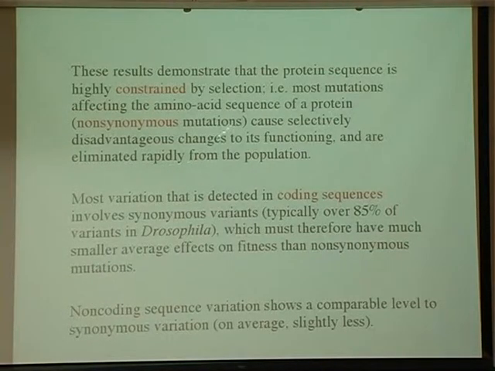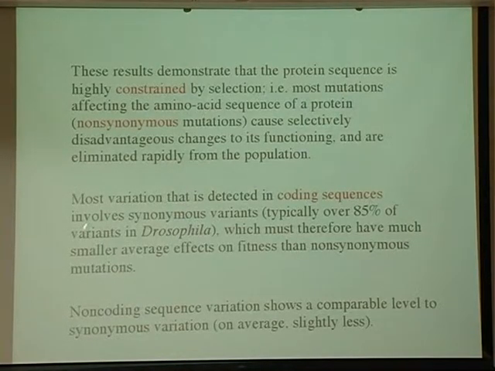So the fact that we see so little variation, and you can do a calculation of how much you would expect, and it's far less than you'd expect, in non-synonymous mutations suggests very strongly that the mutations affecting the amino acid sequence of a protein are actually selectively disadvantageous for the most part, and then we don't see them because they're wiped out of the population by purifying selection.